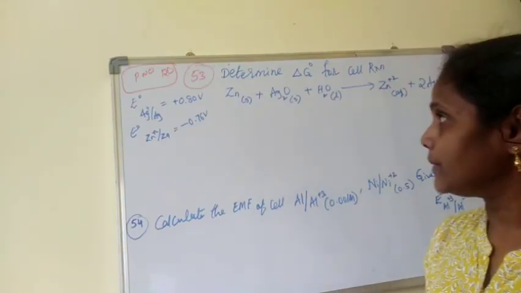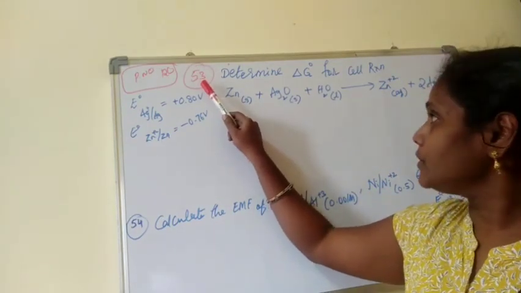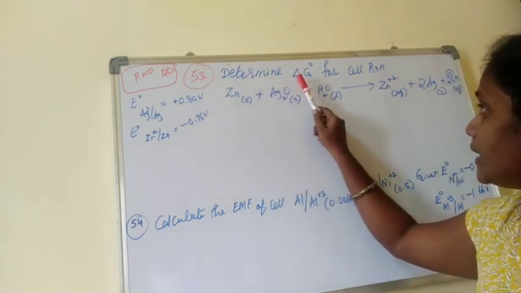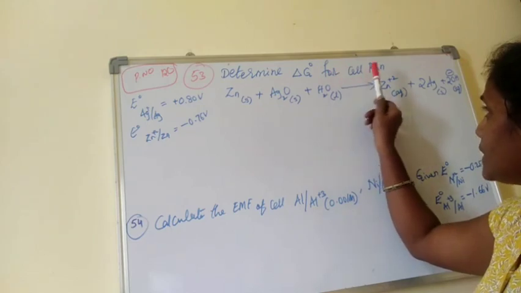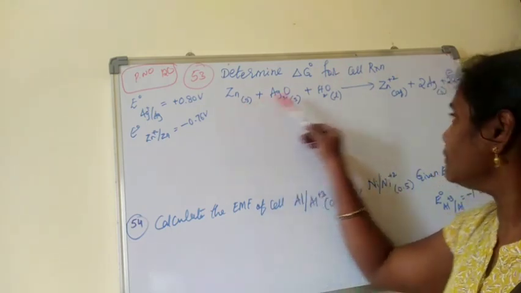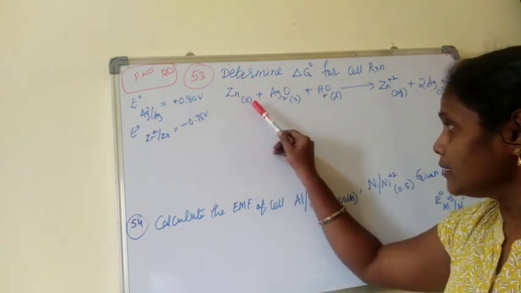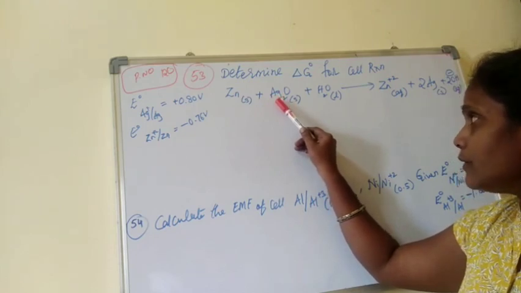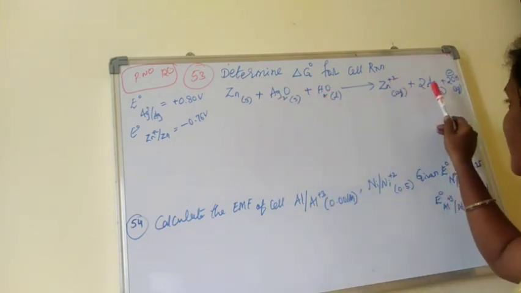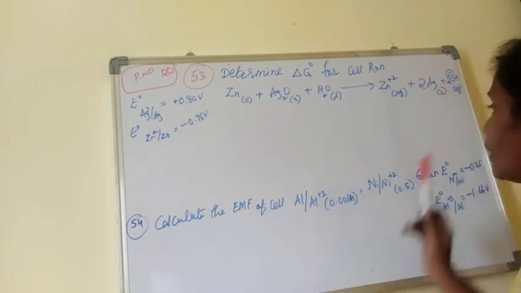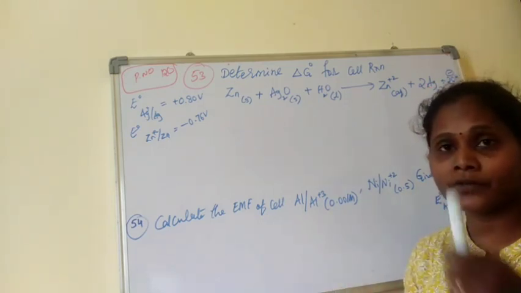Okay, next problem is the 53rd problem. It says determine delta G naught, the standard Gibbs free energy of the cell reaction. He only gave the full reaction: zinc solid reacts with silver oxide and water, converting into zinc plus 2 and silver solid. Don't get confused by this full reaction.